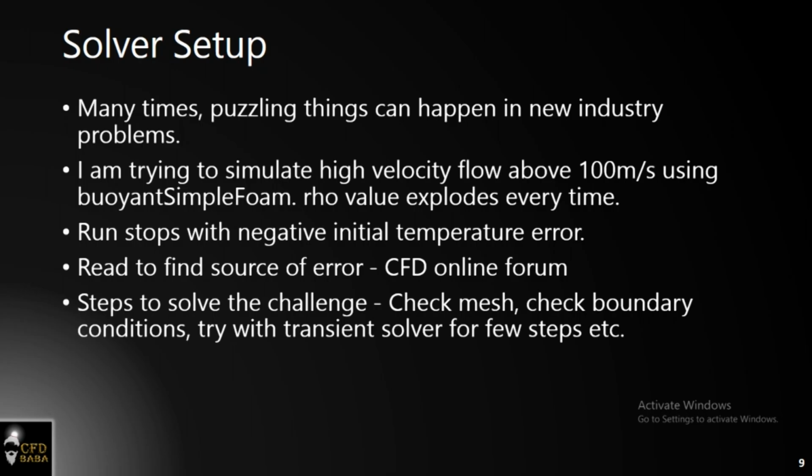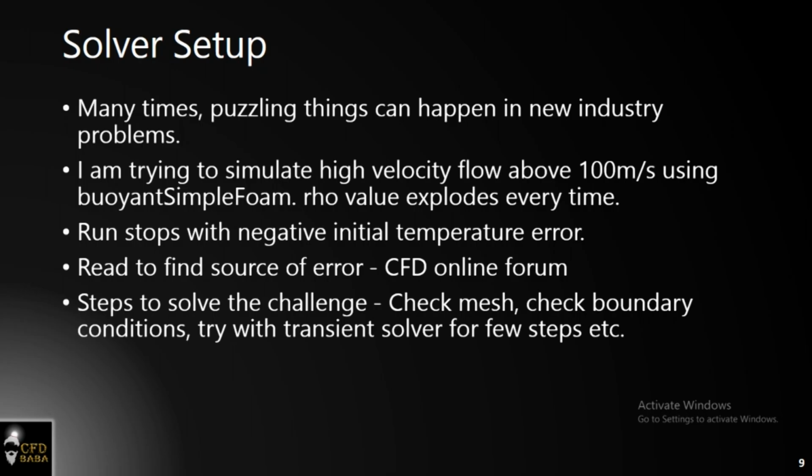Last year I simulated a simple geometry in OpenFOAM for flow analysis using simpleFoam. So now I leveled up the complexity this year. I took on an actual problem which they solve in ANSYS Fluent and tried to do it in OpenFOAM. In my geometry, the flow is above 100 meters per second, very high velocity. And I am trying buoyantSimpleFoam because there is heat transfer involved. So the rho or density value explodes every time I try to run the simulation, and it stops with a negative initial temperature error.